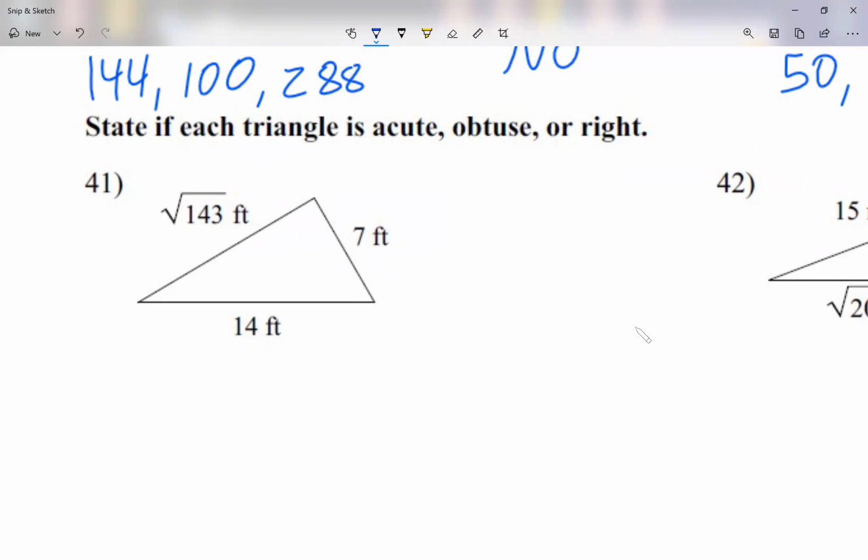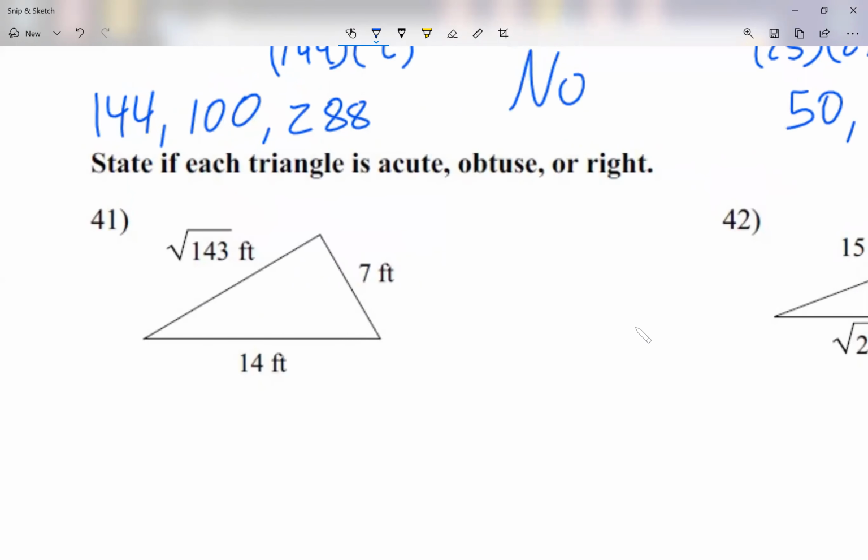Let me square everything, right? The square root of 143 squared is 143. It's easy to square a radical. You just get the number on the inside. 7 squared is 49. Now 14 squared gives me 196.